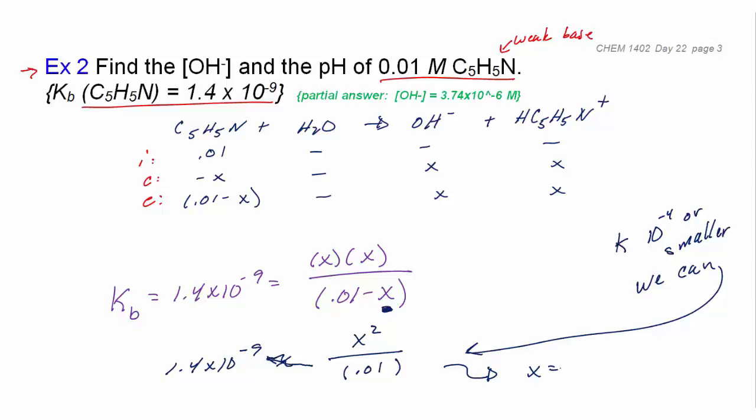So 1.4 times 10 to the negative 9 times 0.01 equals, take the square root, about 3.74 times 10 to the negative 6. Okay, that's our x. So our x is our hydroxide concentration. And that's what they wanted. We should put units on it.